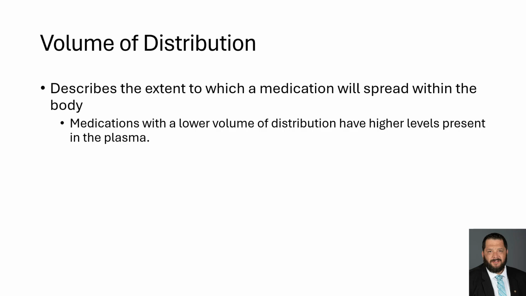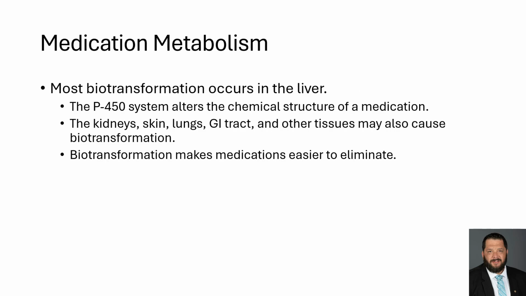Volume of distribution is a term that describes the extent to which the medication will spread throughout the body. Medications that have a lower volume of distribution have higher levels present in the plasma and are not diffused as quickly. Most medications are going to undergo transformation in the liver. The P450 system is the main metabolic pathway which most medications will undergo. The kidneys, the lungs, the GI tract, and other tissues can also cause some forms of biotransformation. And biotransformation makes those medications easier to eliminate and secrete, either through urinary secretion or fecal secretion.